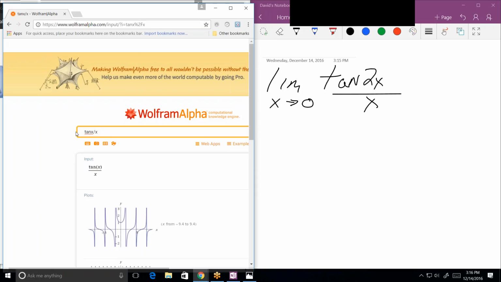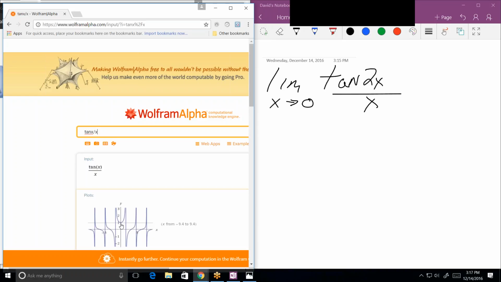Looks like it goes to 1, right? Yes. Definitely goes to 1. Not just looks like it, but definitely goes to 1. Okay, so what do I have to do to this? I have to make 2x on the top and a 2x on the bottom.